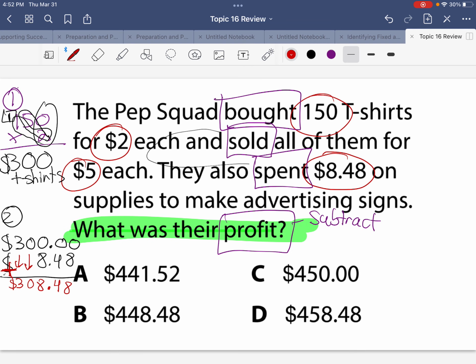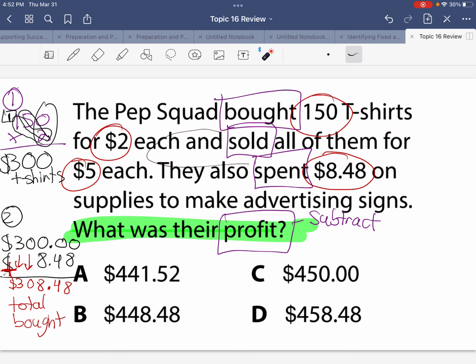So now I know that to buy the shirts, to buy the supplies, it cost the Pep Squad $308.48. Okay? This is the total bought. This is everything they bought to make these shirts. Okay? And the signs. Now I'm going to read this sentence.